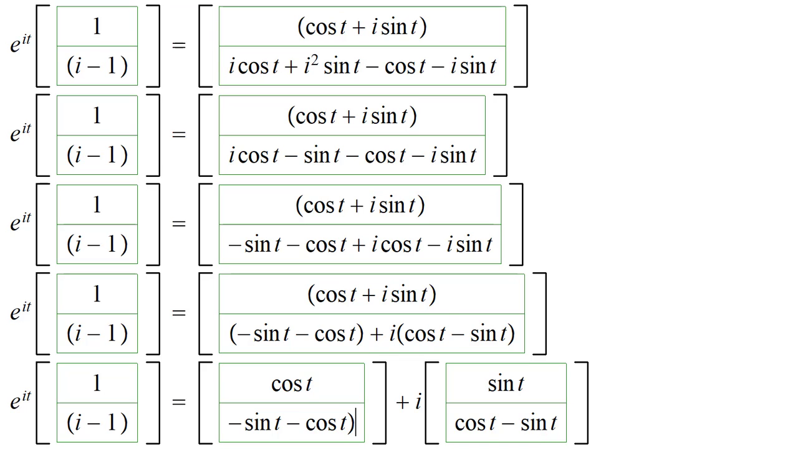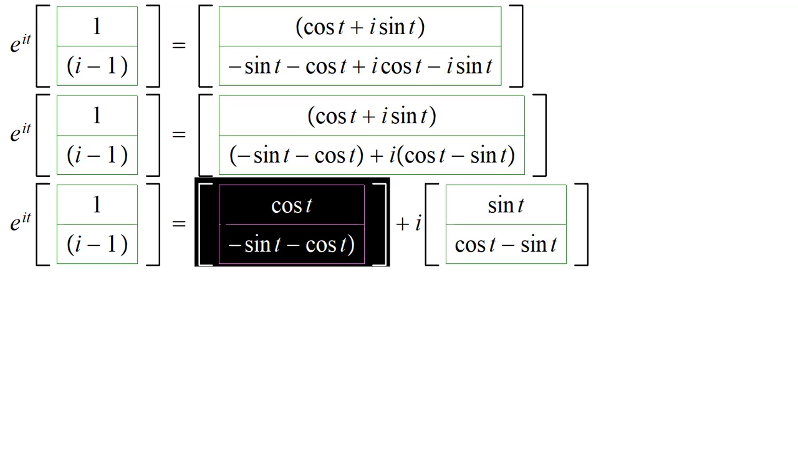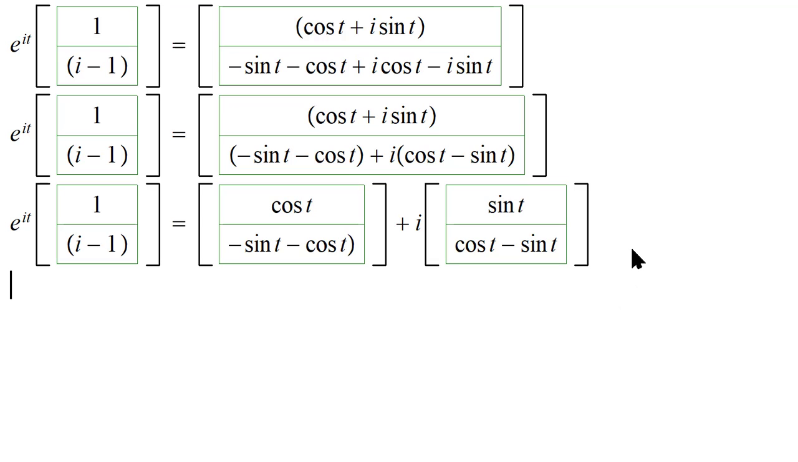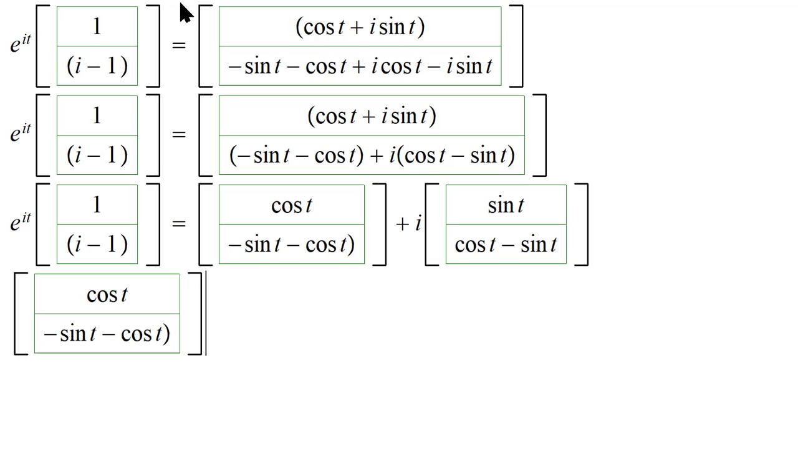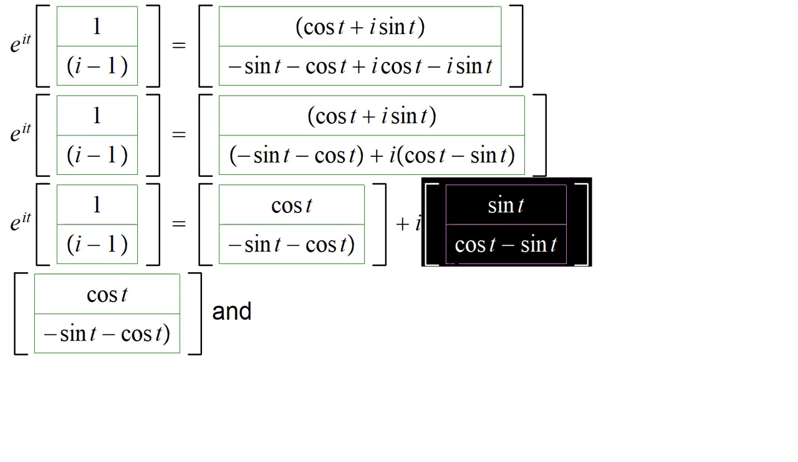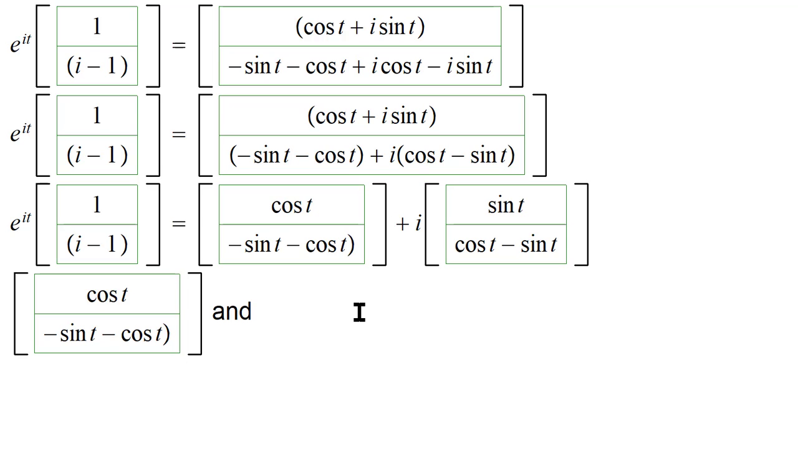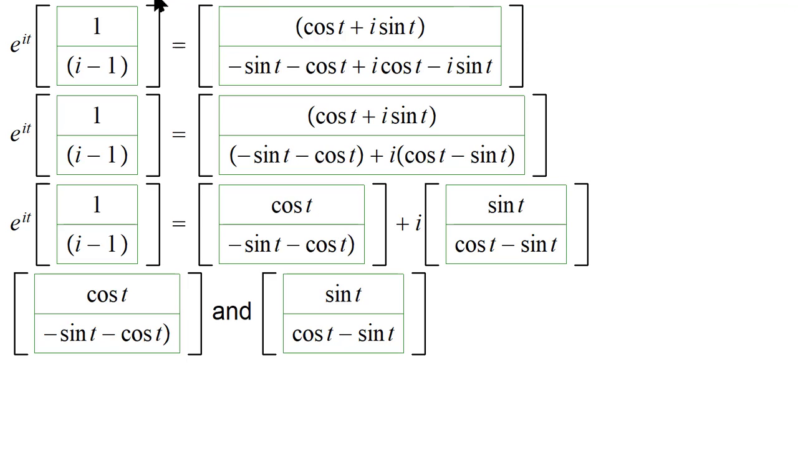Okay, so what we have now is, notice this vector here, and this vector, and let me write it, and this, they are linearly independent, okay? And you can see that both of these are solutions of the given system of differential equations, okay?